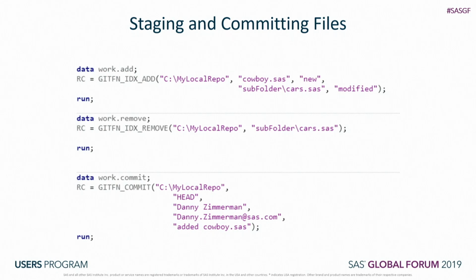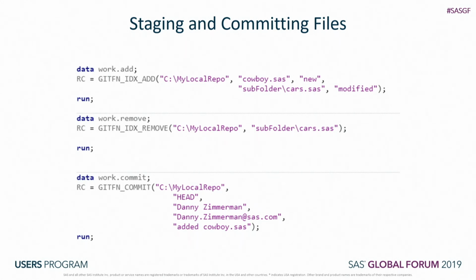So the first function is index add. You can see that we pass in the local repository path. We pass in cowboy.sas, which is the file path relative to the local repository. So cowboy.sas is in the root of my local repo, and it's a new file, so we have to include the status in the index.add function. And the second file is cars.sas, and it is a modified file, and it's in a subfolder, so you can see that we have a subfolder.